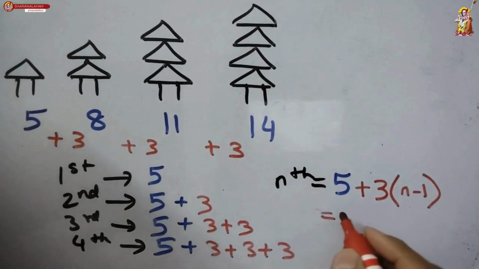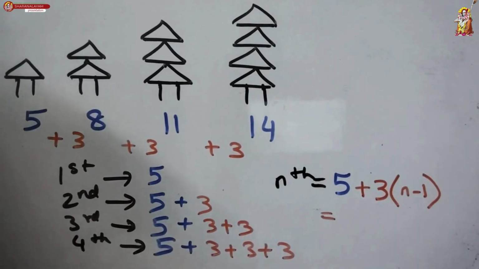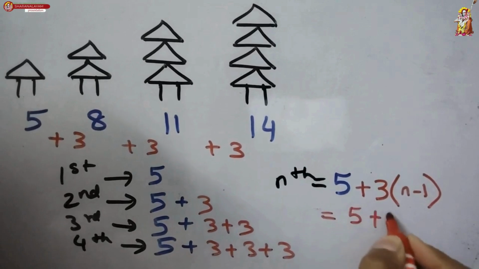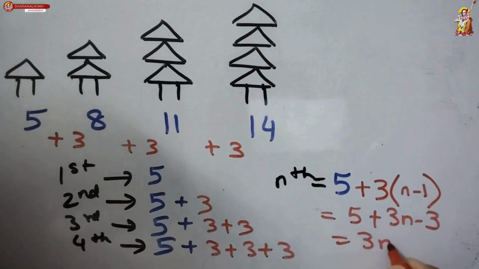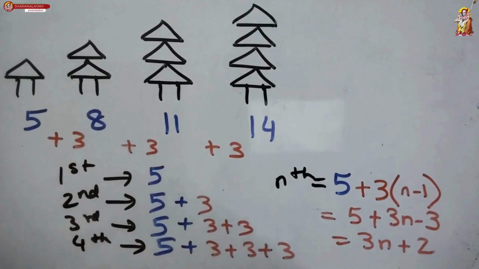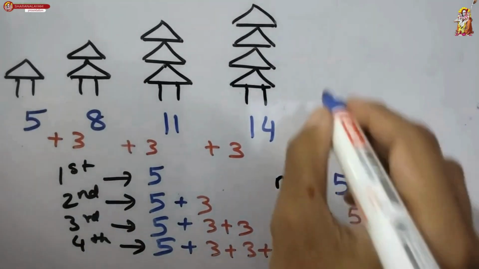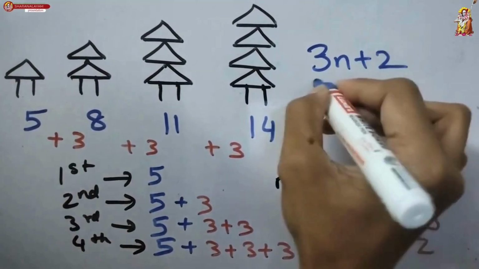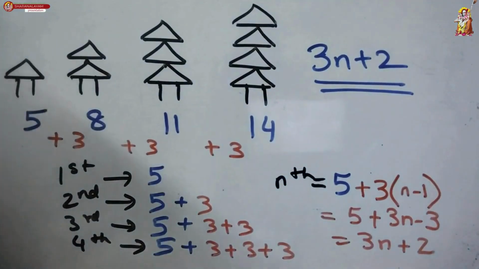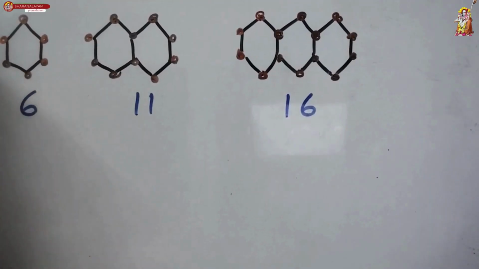So that will be equal to 5 plus 3n minus 3, which is equal to 3n will be as it is. 5 minus 3 is plus 2. So the answer is 3n plus 2. So இங்கே இதோட பேட்டர்னோட nth term will be 3n plus 2. Okay. So next pattern. So how will we do this?